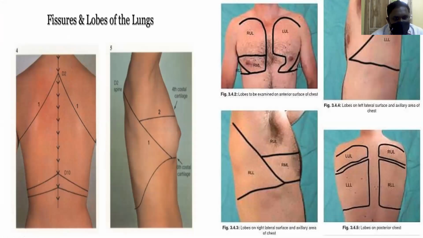Okay, this is the horizontal line, and this is the horizontal fissure, and this is the oblique fissure. Here you can see the right upper lobe, right middle lobe, right lower lobe. This is the horizontal fissure separating the upper lobe and middle lobe. This is the right lower lobe separated by the oblique fissure. Left upper lobe and left lower lobe are separated by the oblique fissure. In the same way you can see the major fissure, right upper lobe, right middle lobe, right lower lobe.